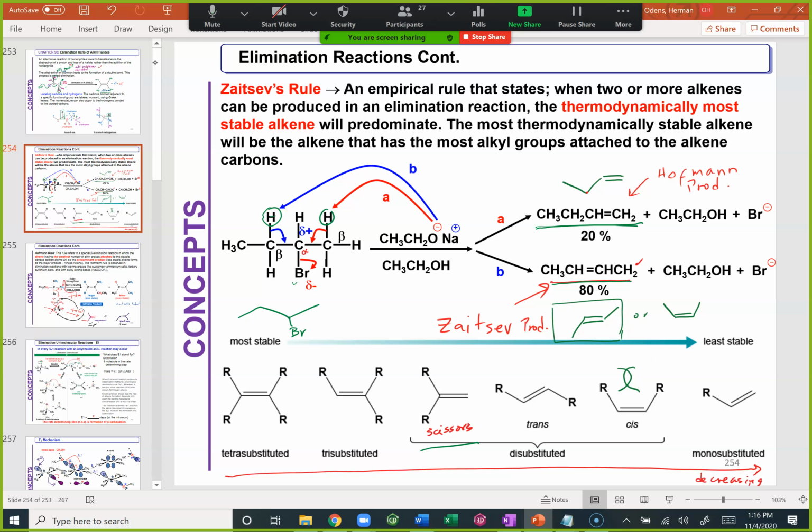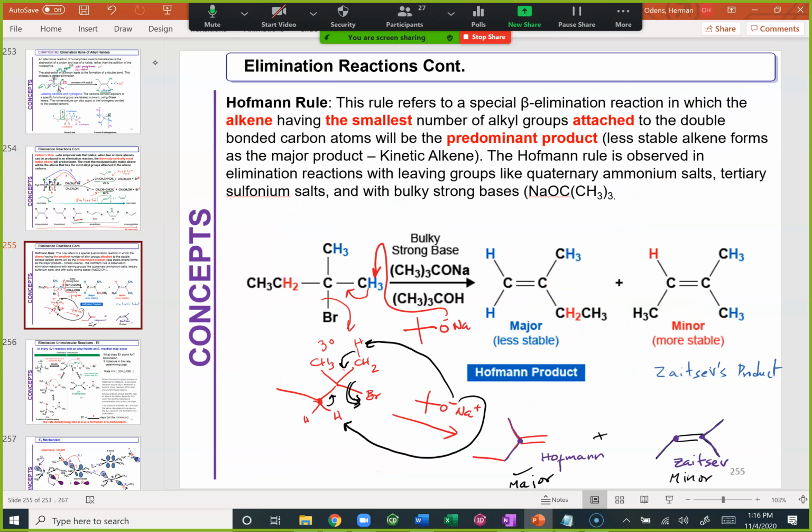So these are the di-substituted, and then you have, of course, the mono-substituted, which only have 1 R group. All right, so let's talk about the Hofmann rule. In the Hofmann, notice that you will always have 2 products. You will have the Hofmann product, and you will have the Zaitsev product.